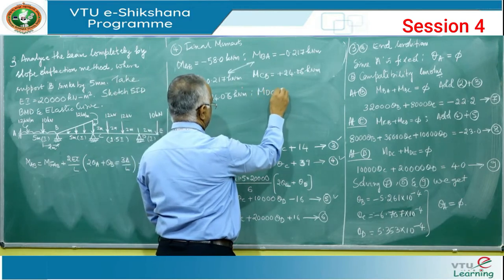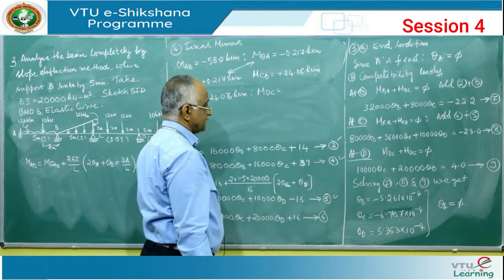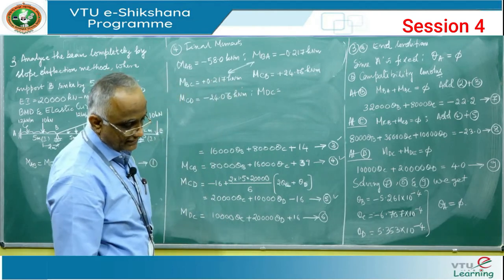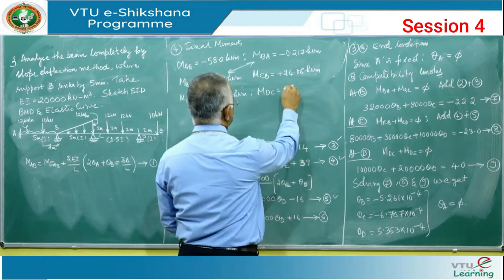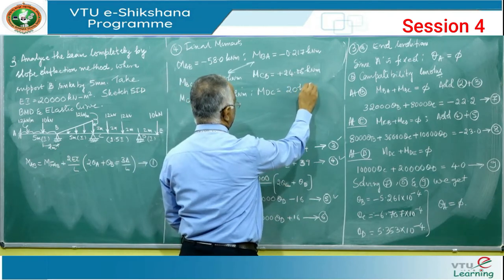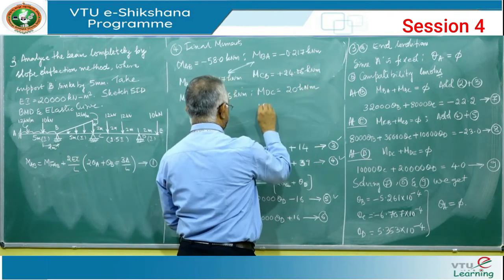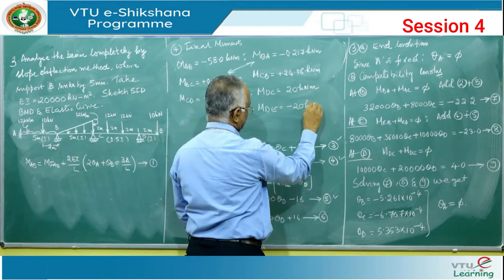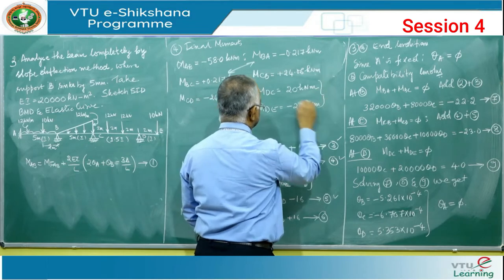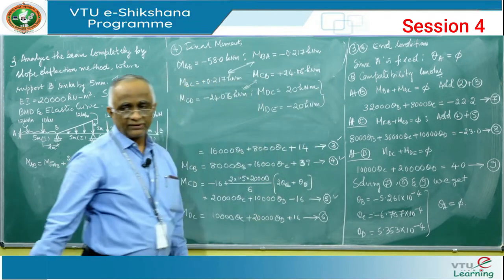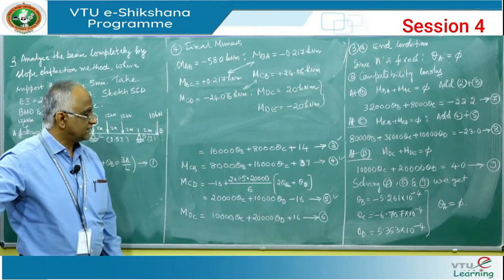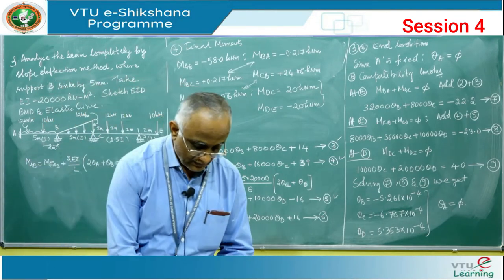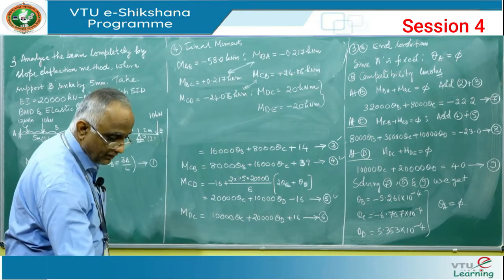and we know the value of MDC. Even if you substitute into that equation 6, you should get exactly 20 kilonewton meter. And the final value, MDE, is also minus 20. So they will satisfy the compatibility condition at B, C and as well as D. So these are the final values of the moments. You can transfer them onto the beam.